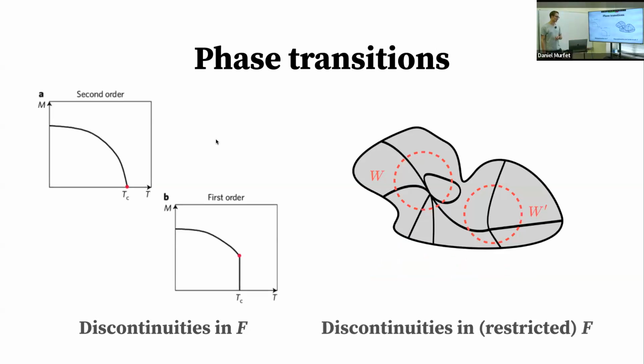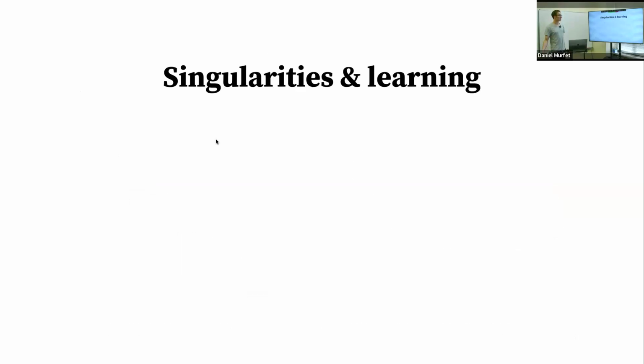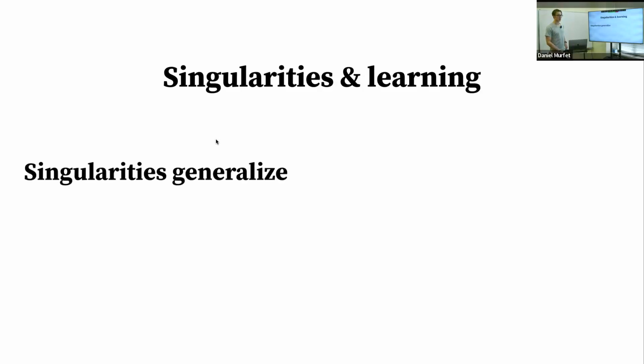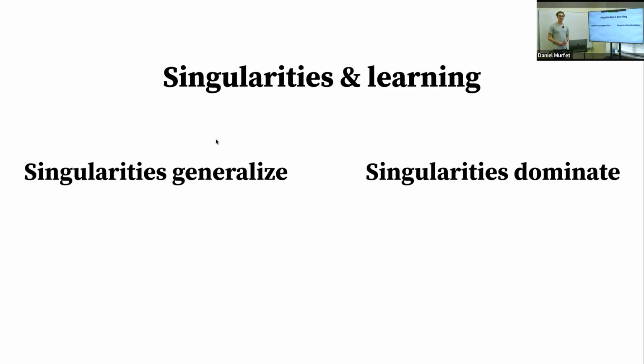At some point, we'll also talk about a slightly different notion of phase transitions that comes from looking at restricted model subclasses. That becomes useful for thinking about neural networks. So maybe a few words on the role of singularities in learning. Singularities have these two main properties: they generalize and they dominate.